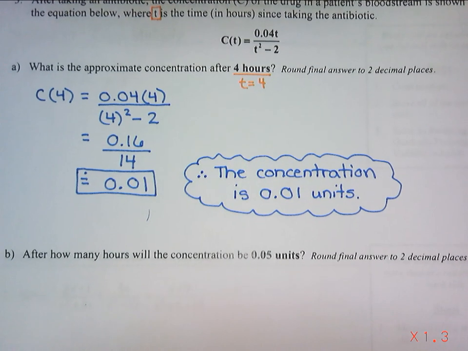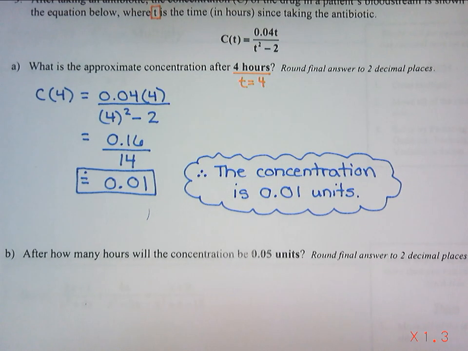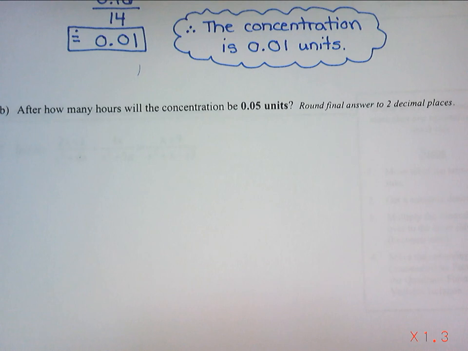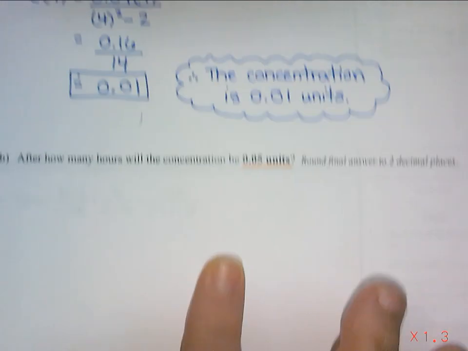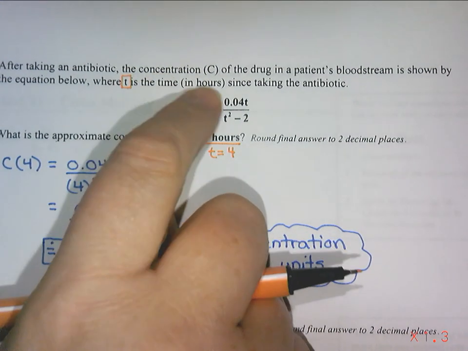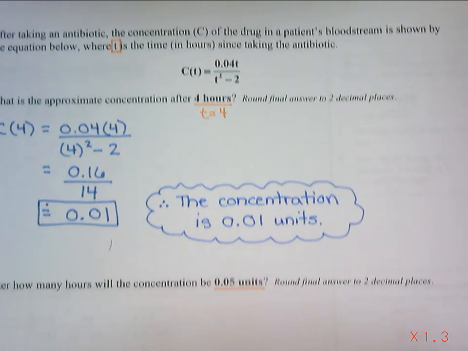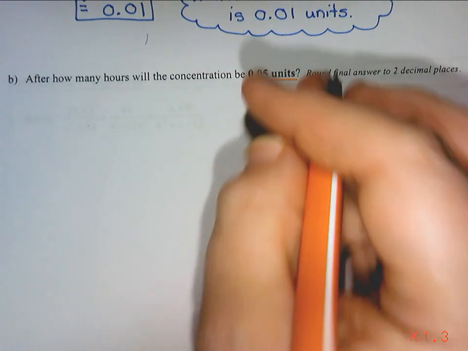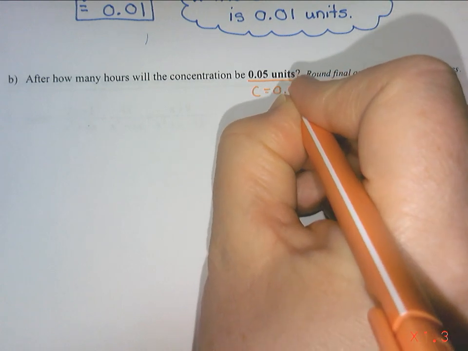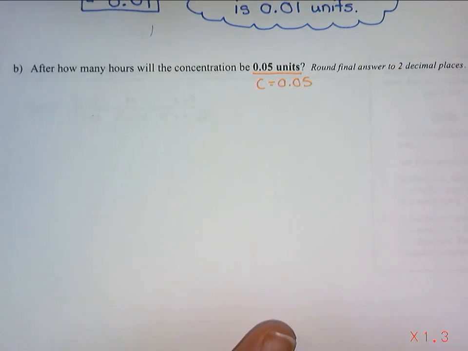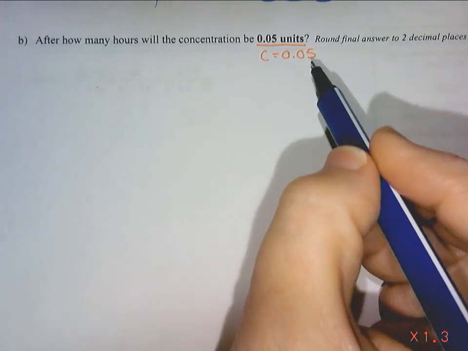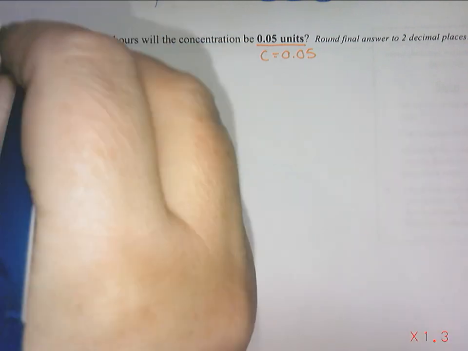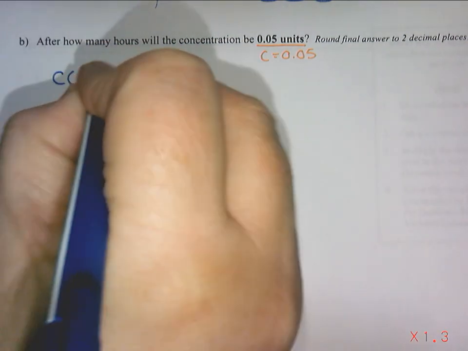All right, part B says, after how many hours will the concentration be 0.05 units? So the 0.05 units is the concentration, that's what it says. And in the question, it says the concentration is the letter C. So that means that C equals 0.05. Okay. So I'm going to take my equation, and everywhere we have a C, I'm going to put in 0.05. And because I can't see the equation anymore, I am just going to rewrite it down first.